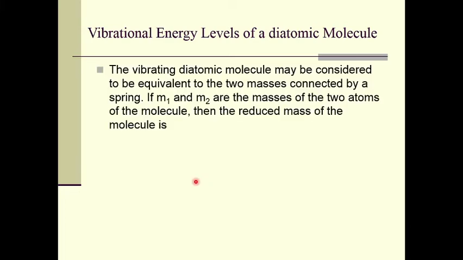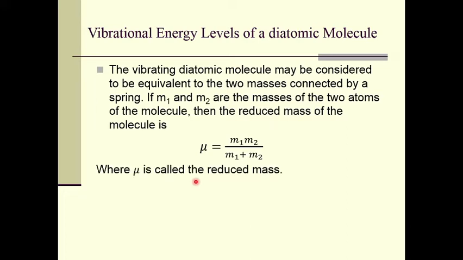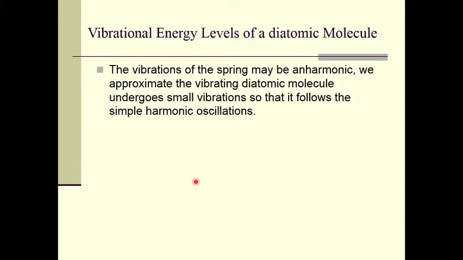Now the vibrating diatomic molecule may be considered equivalent to two masses connected by a spring. If M1 and M2 are the masses of the two atoms of the molecule, then the reduced mass mu is equal to M1 into M2 upon M1 plus M2. The vibrations of the spring may be anharmonic, so we are approximating the vibrating diatomic molecule.